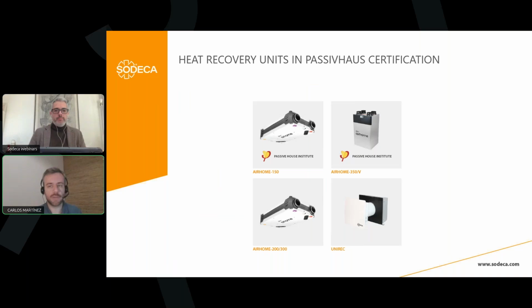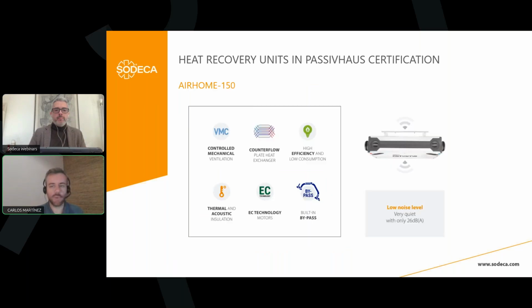This is the picture of our range of products. I am going to speak today basically about the AirHome 150, because it's the most suitable of the equipment for almost 90% of projects, because the airflows we are working with are not as big as, for example, in non-residential buildings. So as a model example, I am going to talk about the AirHome 150.